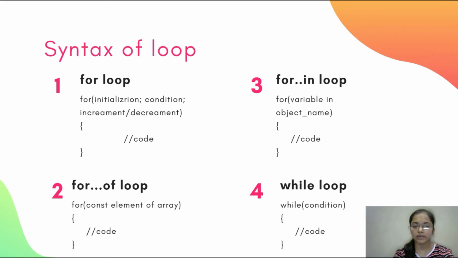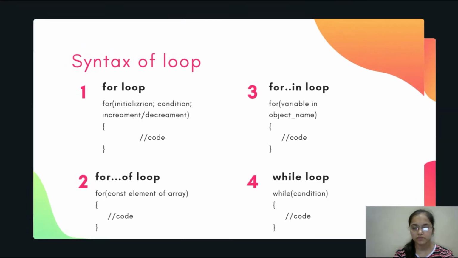The syntax also has some change: in the for of loop you can see that the of keyword is used, and in the for in loop you can see that the in keyword is used. And then the fourth one is the while loop. The while loop is written as while, then the condition, and then the code goes. This was the syntax of all the loops.